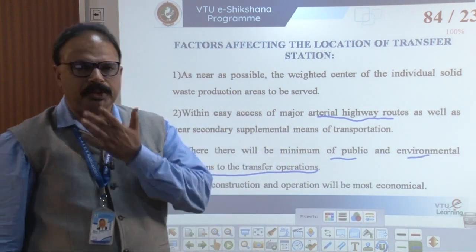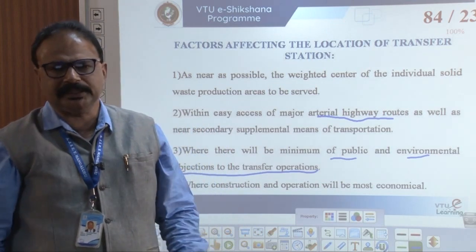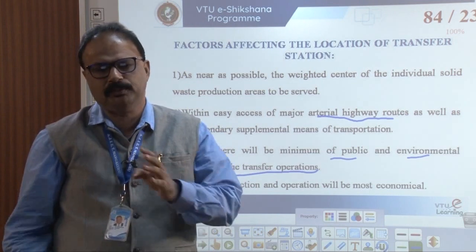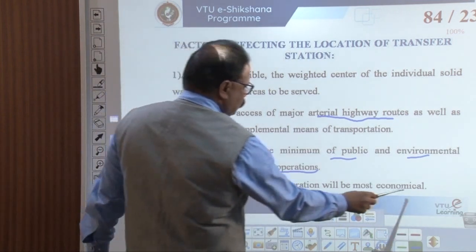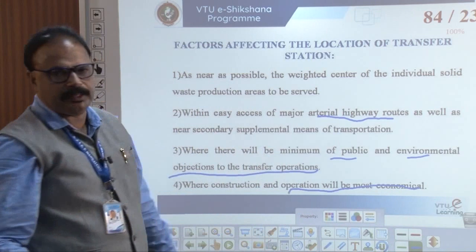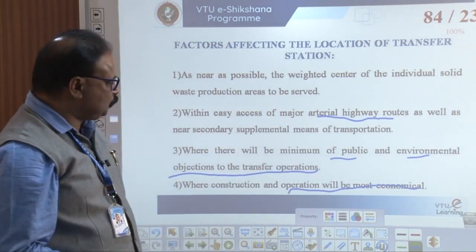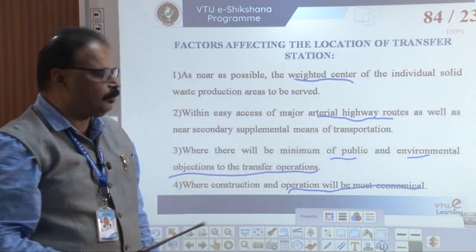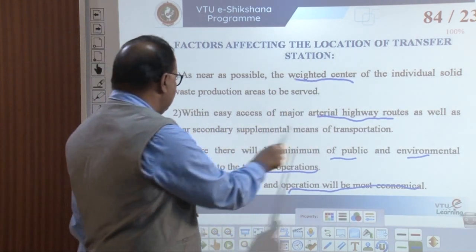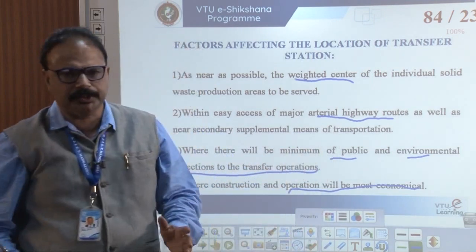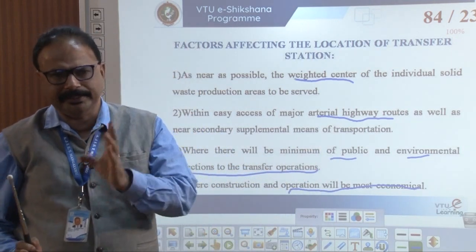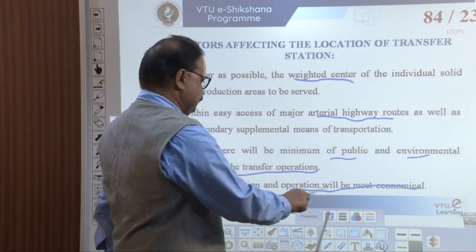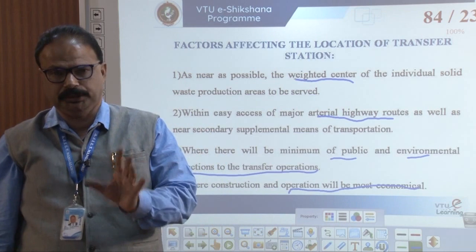This third point is very, very important. Construction and operation should be most economical. Cost wise it should be economical, very, very important. So the first is the weighted center, the second is the highway route nearest to the transfer station, connected to the highway, and then objection from the public and environment. Construction and operation should be most economical.